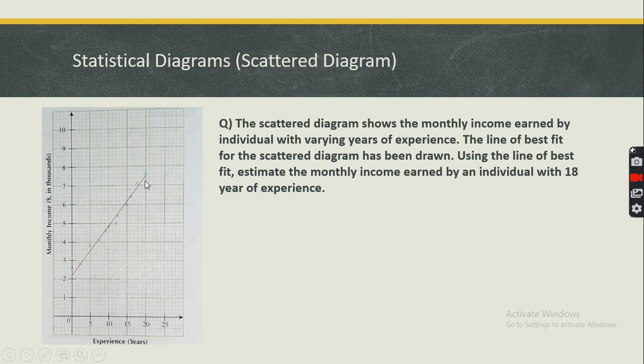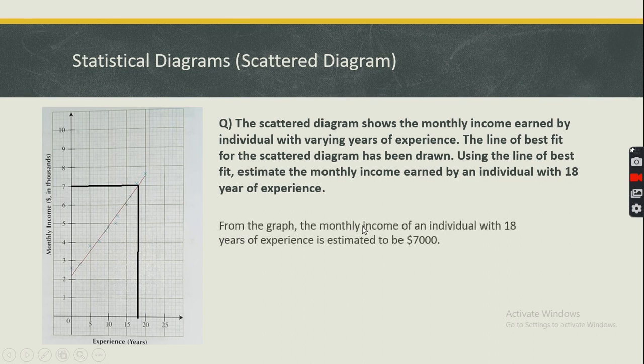This line of best fit is estimating the result. We see the experience is 18, and we can draw a line and measure what value comes out. I've done this for you: I've drawn this line at 18, and it goes to 7. It is in thousands of dollars, so this is $7,000. So from the graph, the monthly income of an individual with 18 years of experience is estimated to be $7,000.